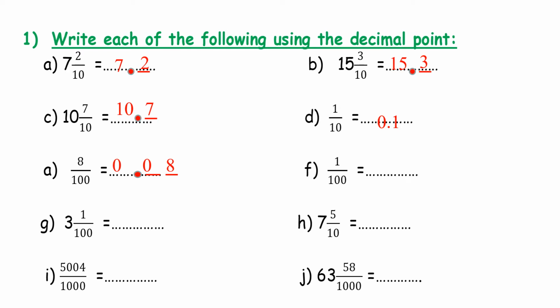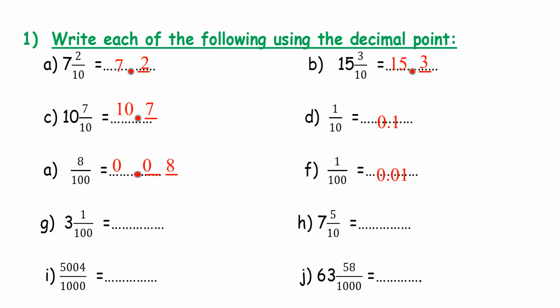Okay, 1 out of 100. I'm going to put the decimal point and 2 places after the decimal point, and I'm going to write from the right side 1, and there's nothing behind 1, so I will put 0, and the whole number will be 0.